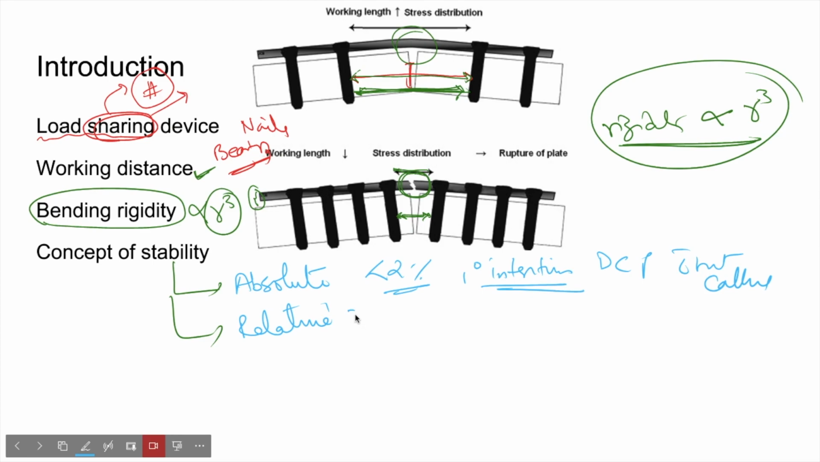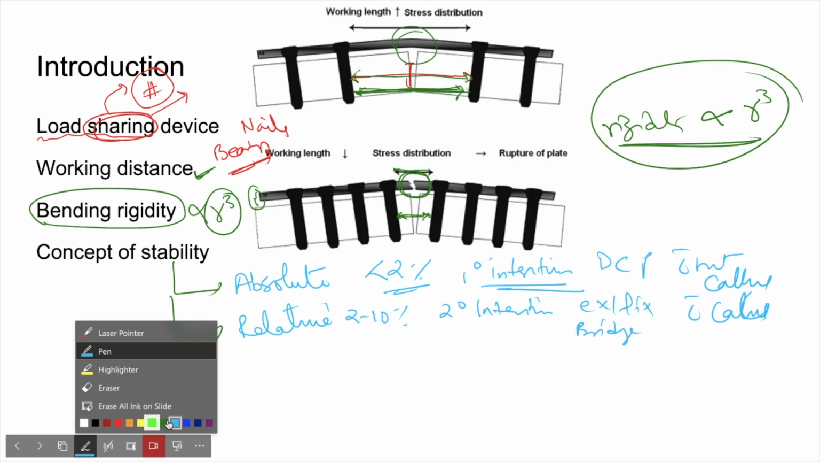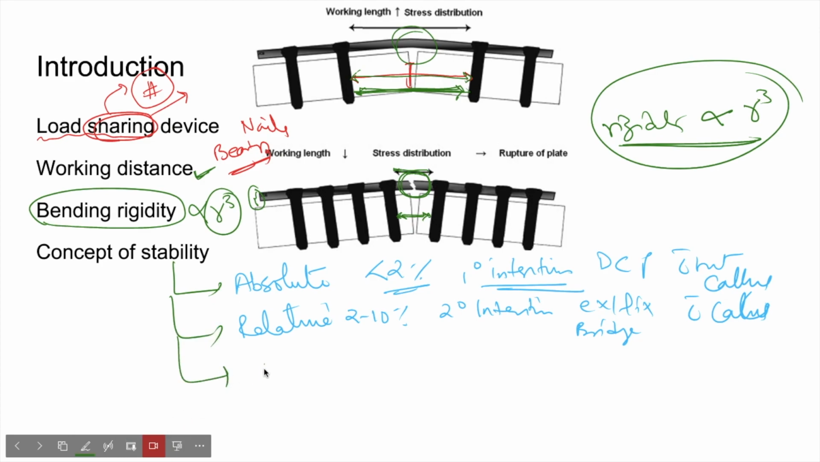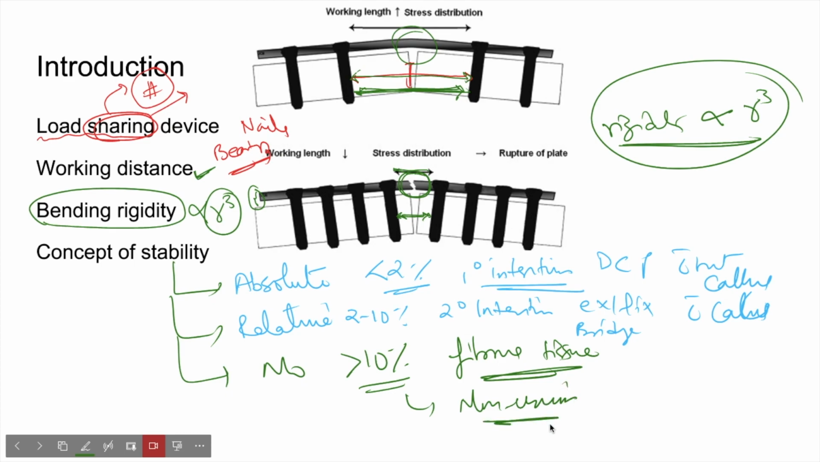Relative stability is where the strain is between 2 to 10%. They heal by secondary intention, for example, like an external fixator or bridge plating, and they heal with callus. The third group is when there is no stability at all, that is, the strain is more than 10%. There is no callus formation; rather there is fibrous tissue formation and no healing, and this fracture will probably proceed to become a non-union.